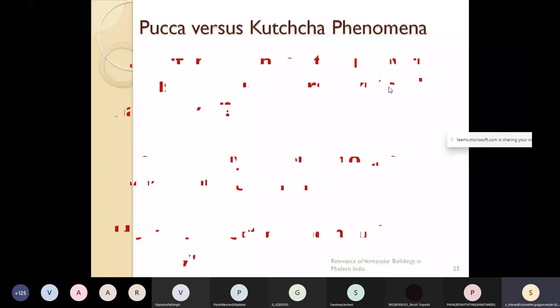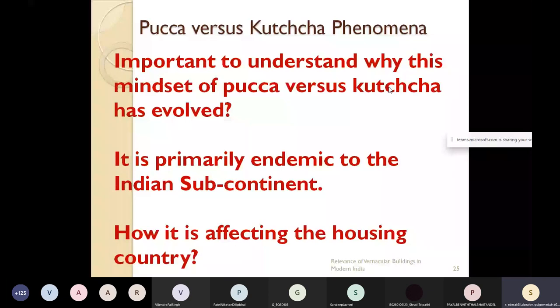So it is important to understand why this mindset of pakka versus kaccha has evolved. And this is primarily endemic to the Indian subcontinent. All right. I mean, you go to other areas, you go to Turkey, you go to Central Asia, you go to China, I don't think anyone talks of kaccha and pakka.